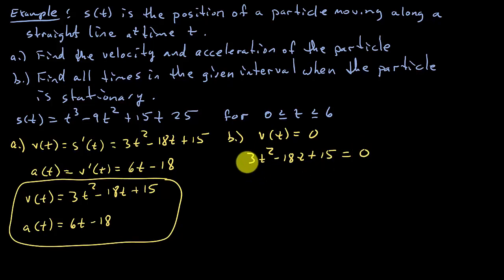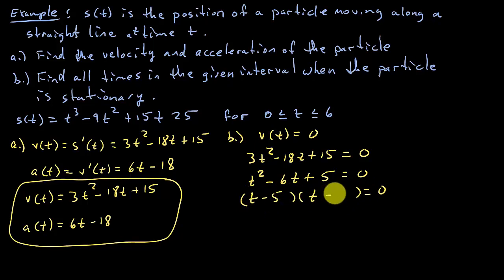So to solve this, I'll divide each term by 3, because 3 goes into everything, to make it easier to factor. So that's going to be t squared. 3 goes into 18, so 6t. 3 goes into 15, that's 5, equals 0. So then if I factor this, that's t minus 5 times t minus 1. And so I get t equals 5 or t equals 1.